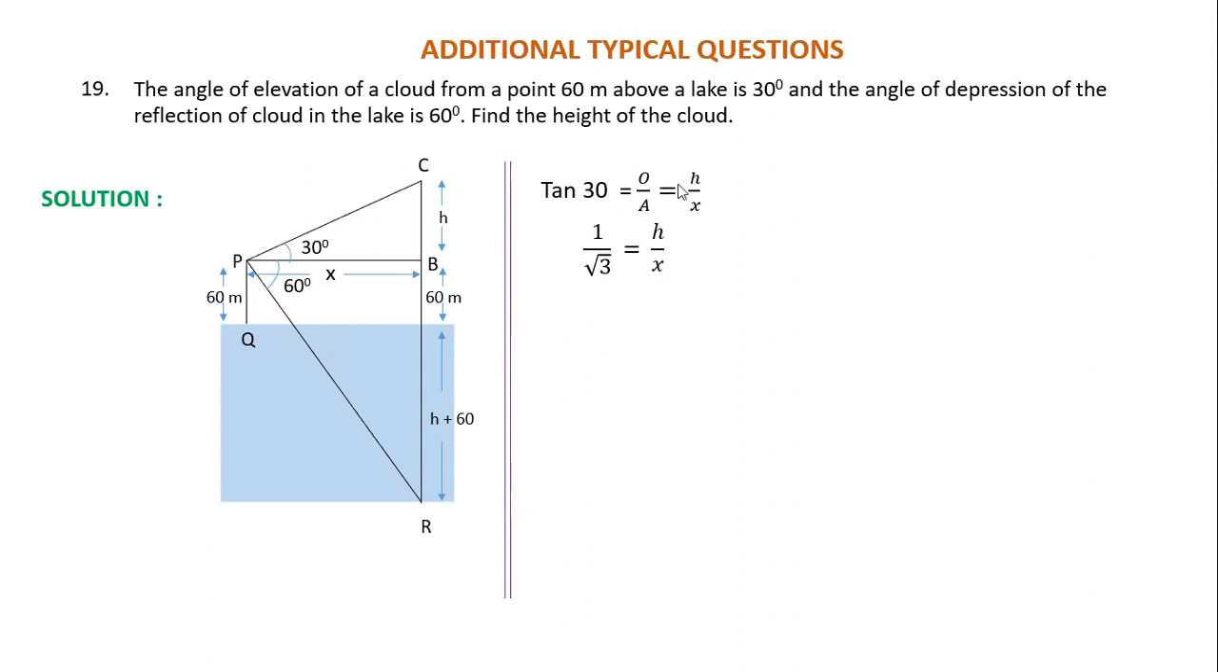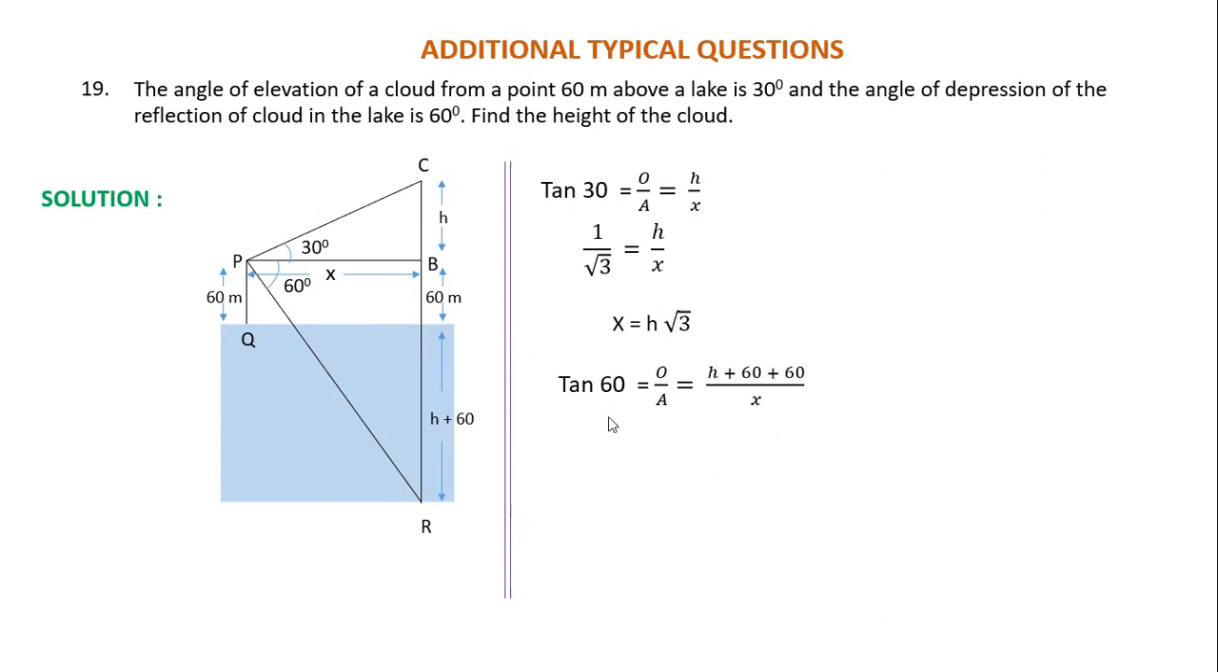Now let us see. Tan 30 is equal to h upon x. 1 by root 3 is equal to h upon x. X equal to h root 3. Then take tan 60. Tan 60 is equal to h plus 60 plus 60 over x, from here to here. This is a 60 degrees angle. H plus 60 plus this 60, this is the whole length. So h plus 60 plus 60.